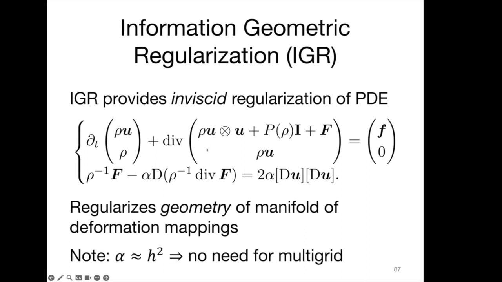And before I move on, just a quick note: there is an elliptic problem here that we have to solve to obtain this correction F. But because the alpha is chosen to be very small, this elliptic problem is very, very cheap to solve. So you're welcome to ask me more on this later. I usually get this question, so I figured I'd get it out of the way right away.